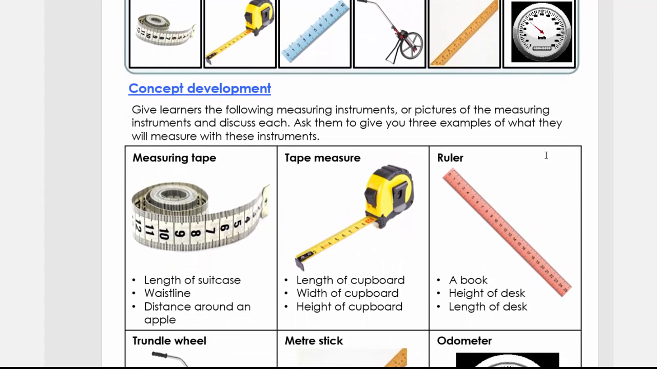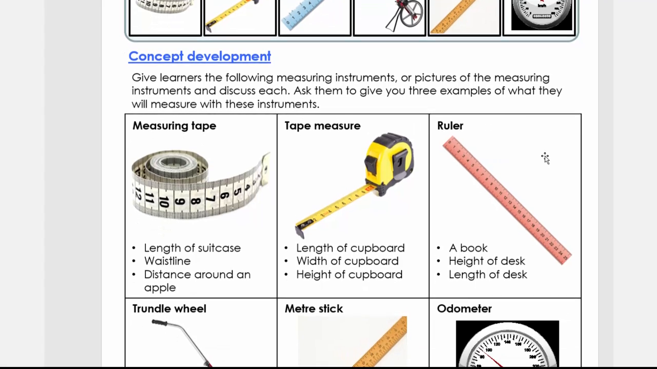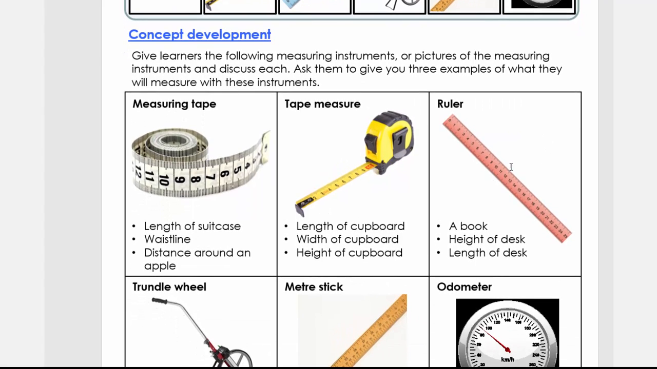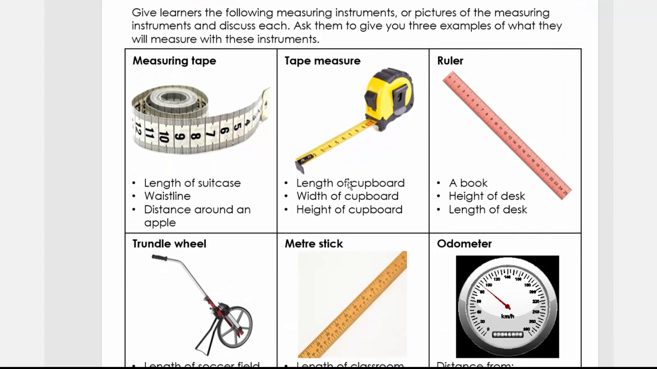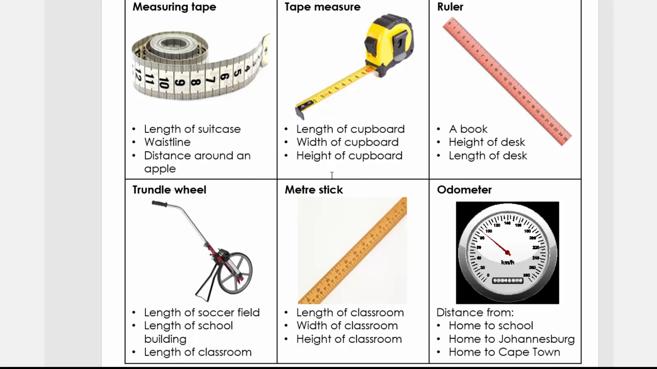Then we can give them pictures of these instruments because they did it already very practically in grade 4. And we're going to ask them what they can use this for, or how they can use it. For instance, with the measuring tape, we can measure the length of a suitcase, the waistline of a person, because it can bend, or the distance around an apple. So we can ask, what's the difference between these two?